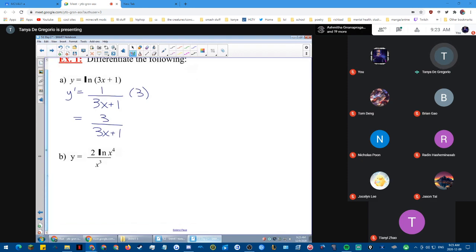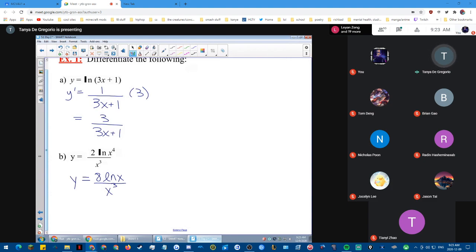Okay, and now here I have y equals 2 ln of x to the exponent 4 divided by x cubed. So before I take the derivative, I would like to simplify it because I want to make my life easy. So how can I simplify it? What do you guys think? Let's use a property. Bring 4 down. Good, we're going to bring the 4 down. So 4 times 2 is 8. And so we have 8 ln of x divided by x cubed.